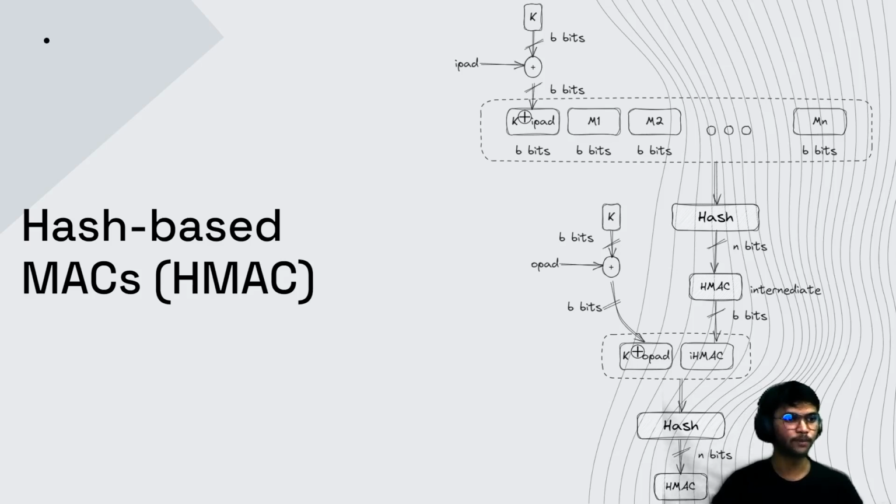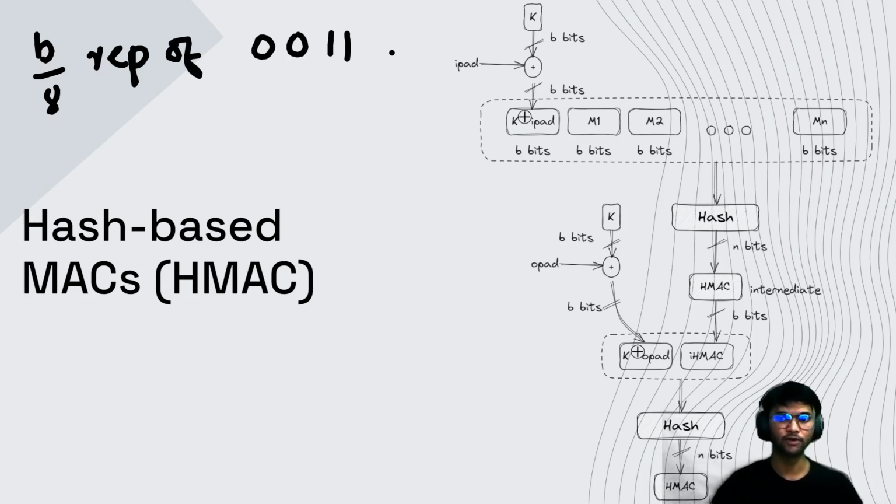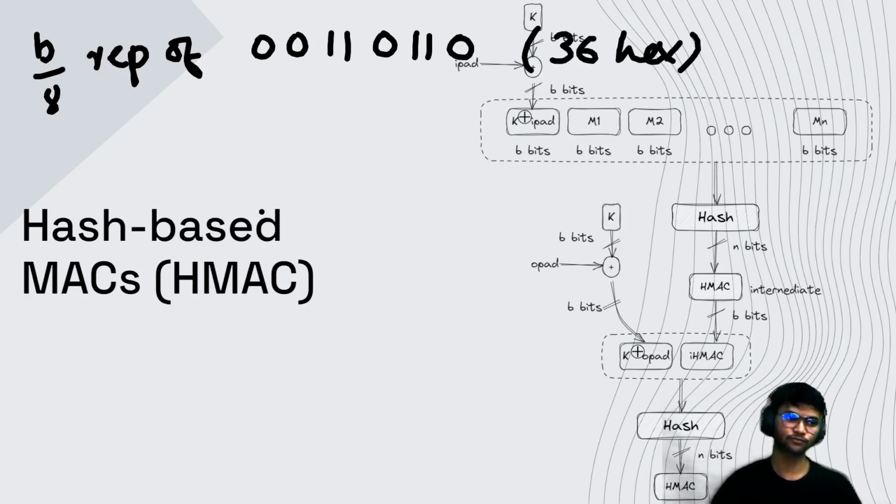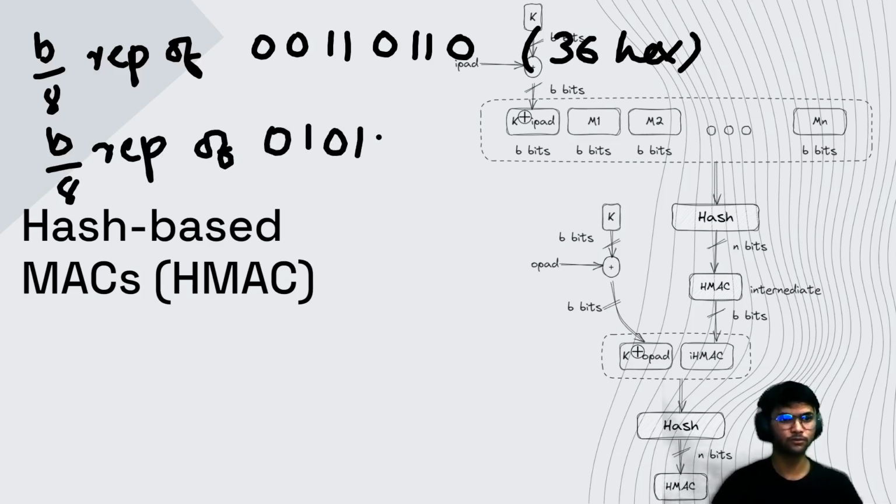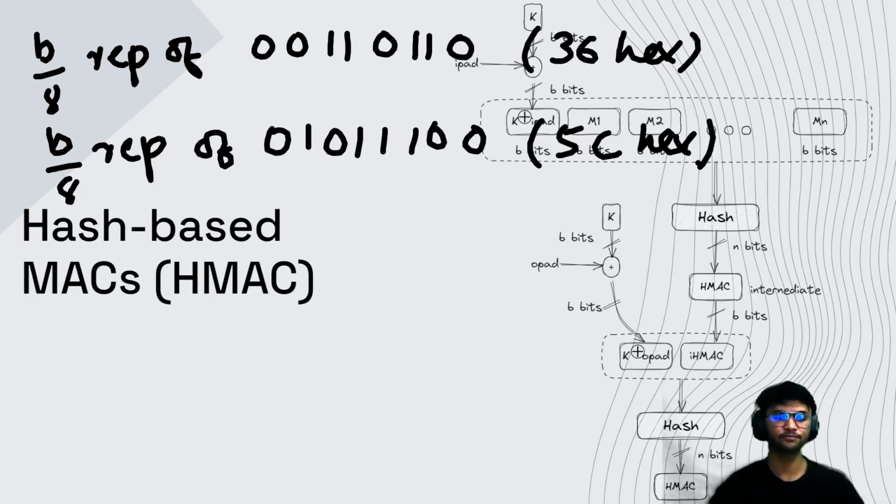Well, the value of ipad is taken as b over 8 repetitions of the sequence 0, 0, 1, 1, 0, 1, 1, 0, which is again 36 in hex. And the value for opad is taken as b over 8 repetitions of the value 0, 1, 0, 1, 1, 1, 0, 0, which is 5C in hex.